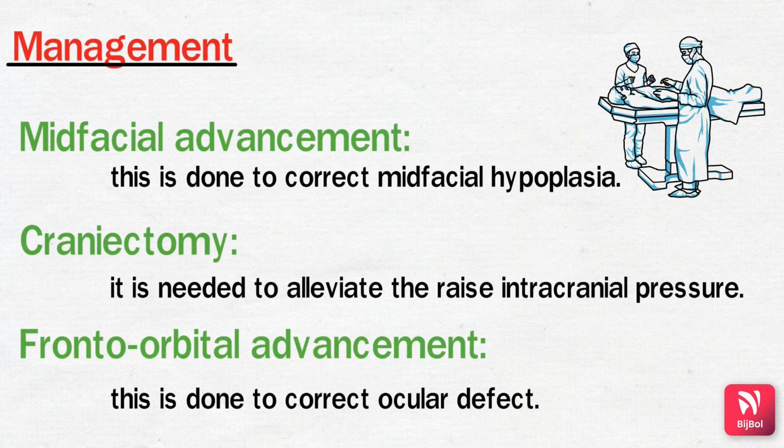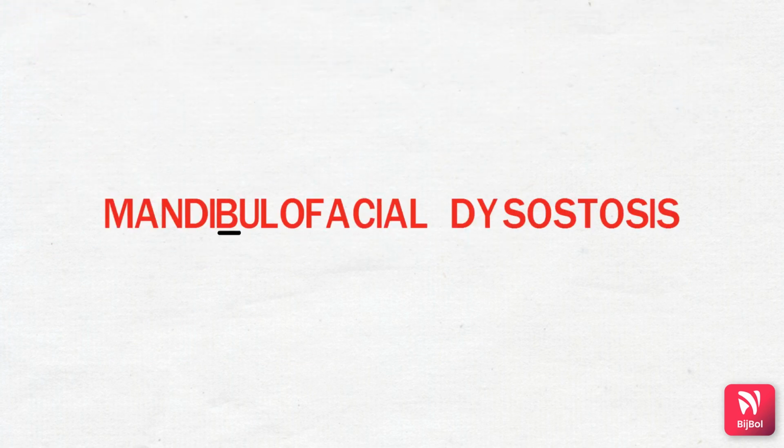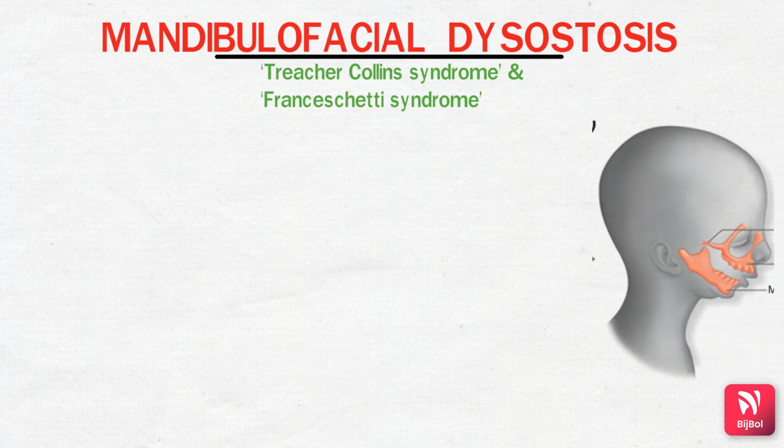We will look into the last defect, that is mandibulofacial dysostosis, also called Treacher Collins syndrome or Franceschetti syndrome. It is inherited as an autosomal dominant trait. It is derived from the first and the second branchial arch. It results from the failure and incomplete migration of neural crest cells to the facial region.